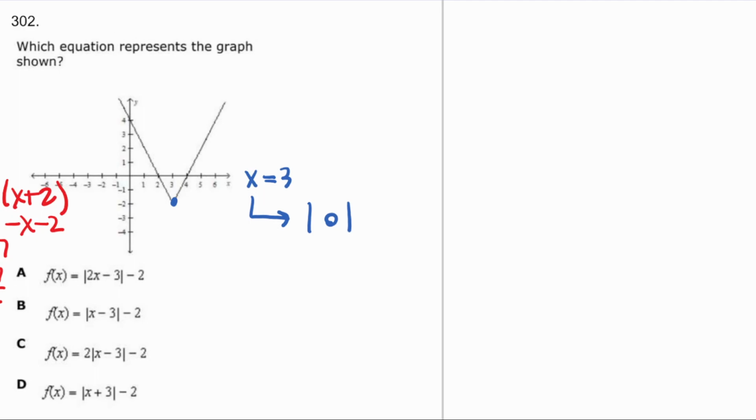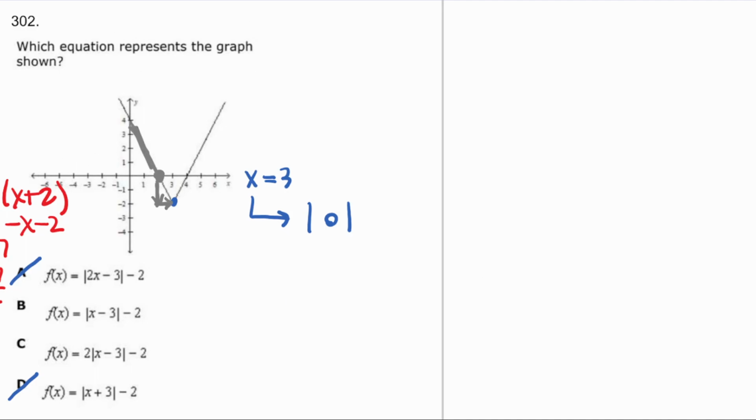So I need to be able to plug in x equals 3 and take the absolute value of 0, which is going to knock off answer choices A and D. Okay, so I've got these two left. And then from there, you could plug in the point x equals 2 and y equals 0 and make sure that that works. But I think maybe a different thing that you could do would be to think about the slopes of these lines. Okay, so I went down by 2 when I went over by 1.